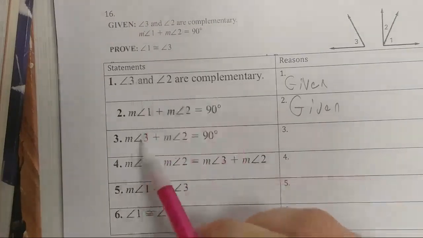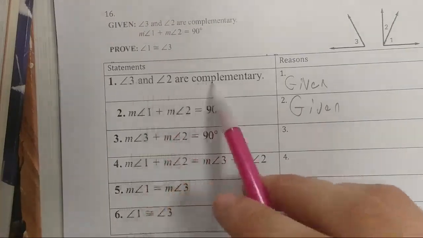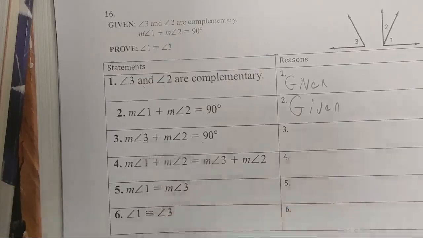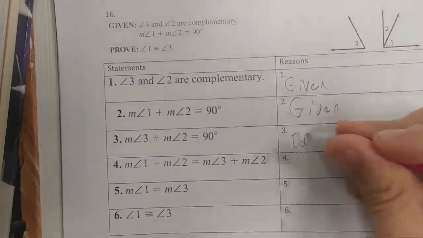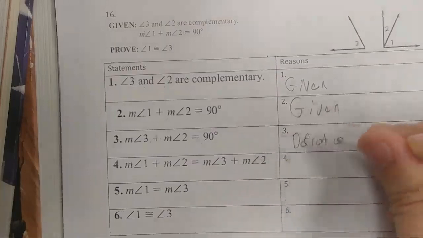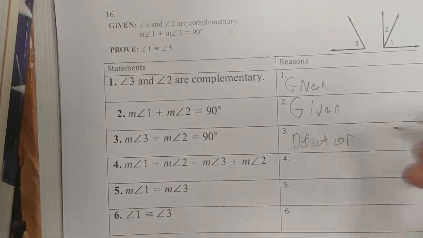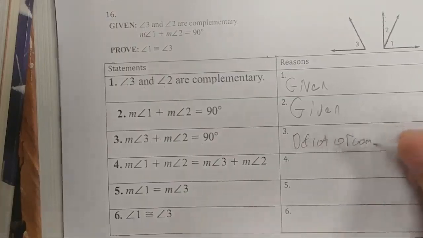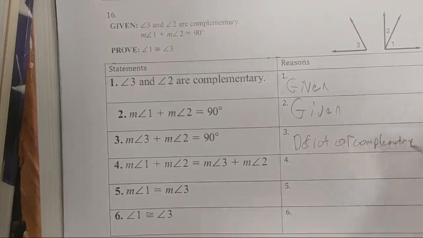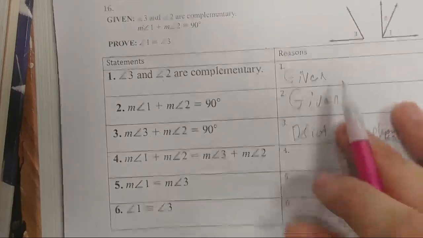Well, I know 3 and 2 are complementary. So since I know 3 and 2 is complementary, by the definition of complementary angles, I know that they add up to 90 degrees.